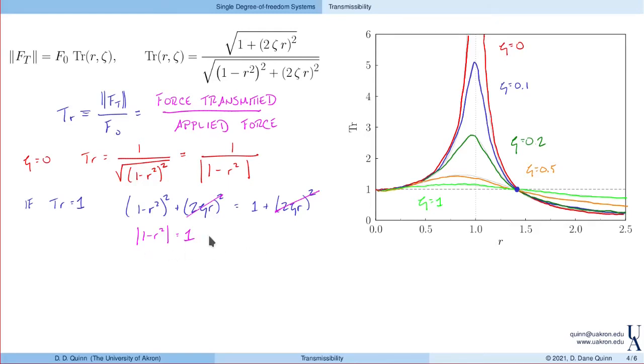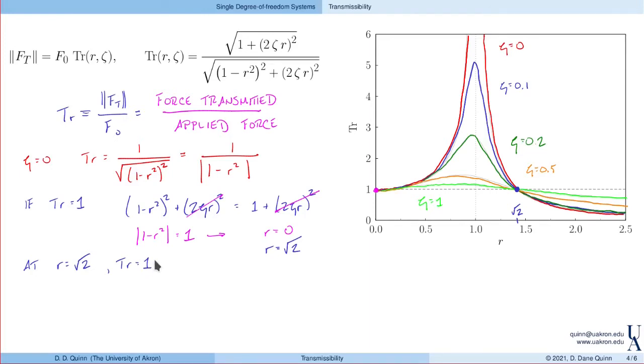So that implies two solutions, right? Because if 1 minus r squared is equal to 1, then I get r is equal to 0. That's actually this solution over here. The second solution would be 1 minus r squared equals minus 1. Again, the absolute value of that is 1. So that gives me a second solution. r is the square root of 2, and that's the solution that we have here. So the conclusion here is that at r equal to the square root of 2, the transmissibility is equal to 1.